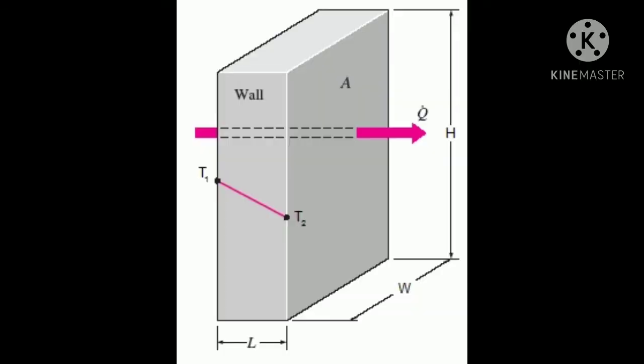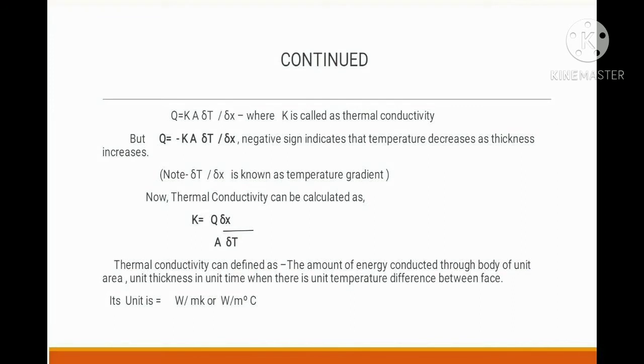You can observe that if the value of thickness increases, the value of temperature T2, that means the temperature at the other side of the surface, goes on decreasing. Hence there is a negative sign in the equation. The ratio of delta T to delta X is known as the temperature gradient.